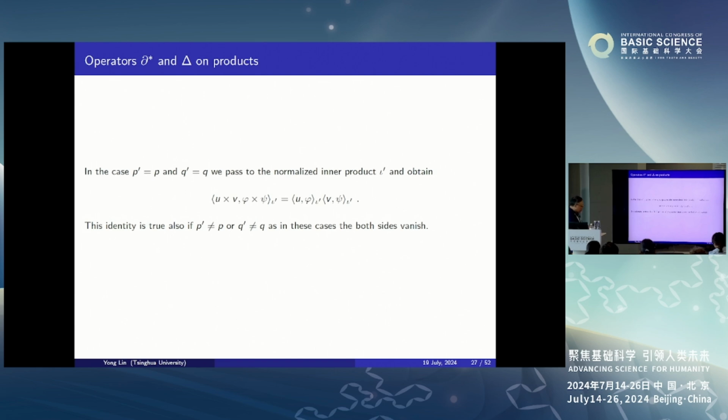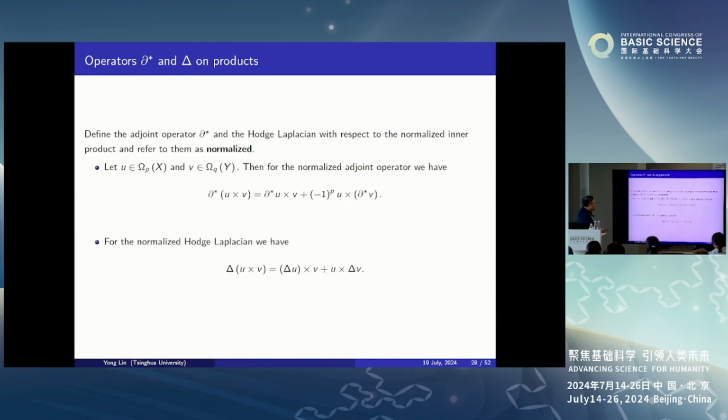This is important because from this inner product we can get a product formula for the Hodge Laplacians. We can first prove this formula for the adjoint operator, and for the normalized Hodge Laplacian, we have this product formula. This is good for us.